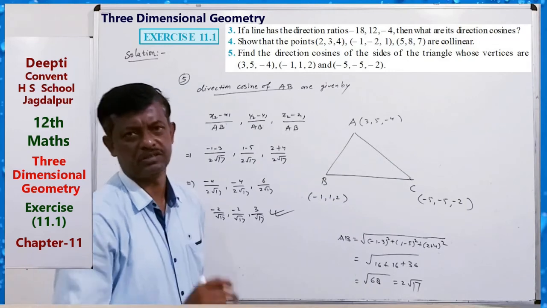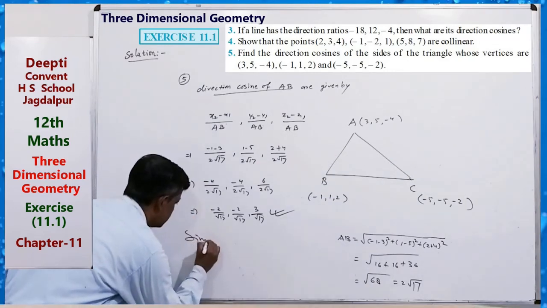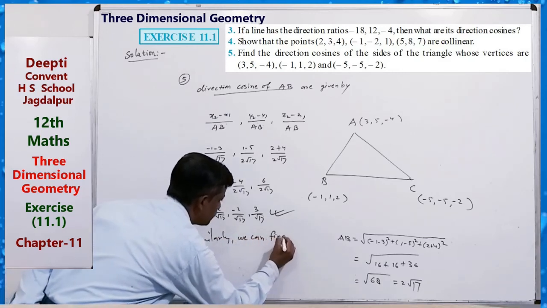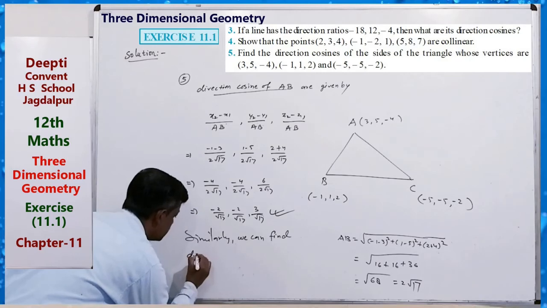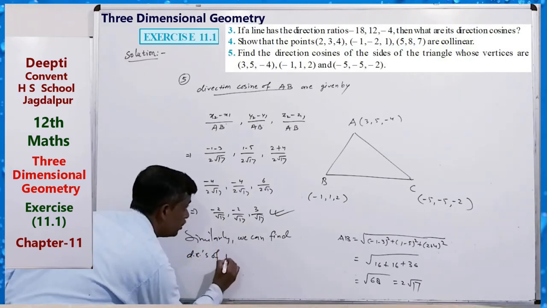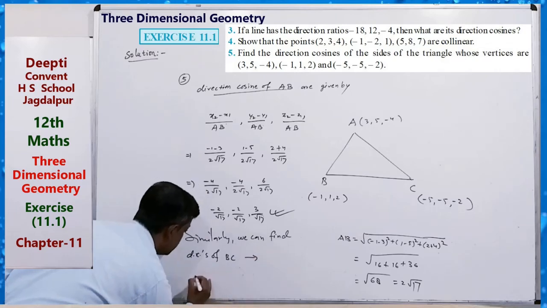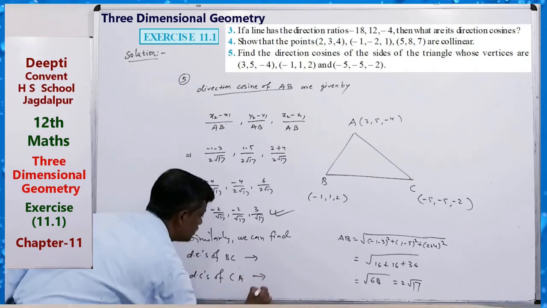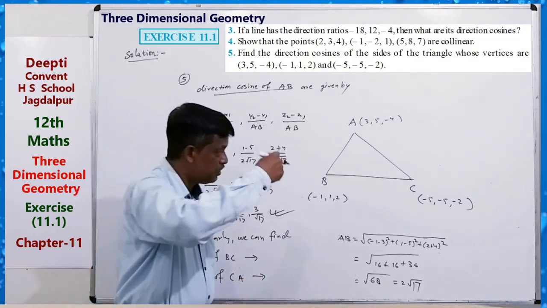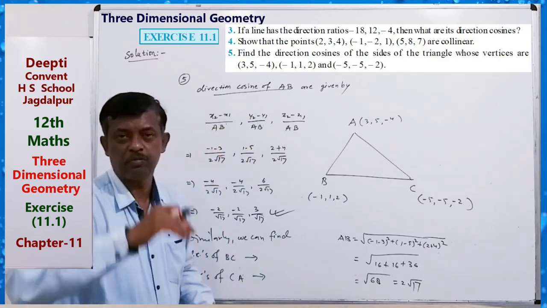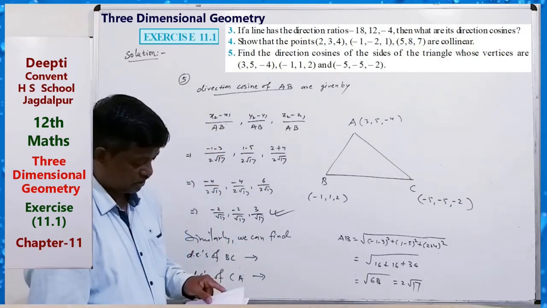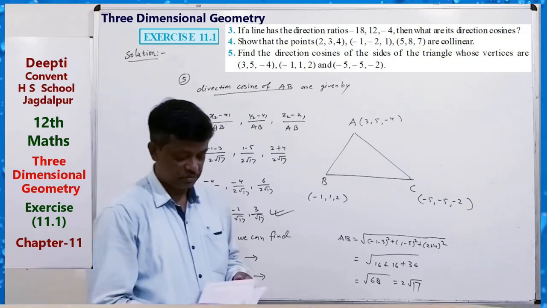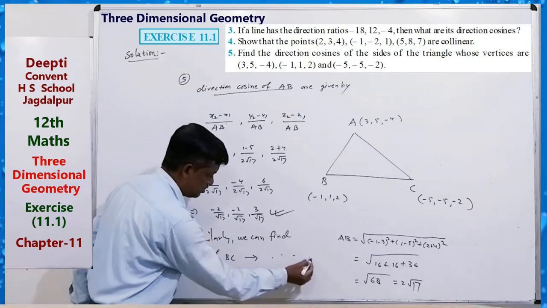In a similar process, we can find the direction cosines of BC and the direction cosines of CA. CA and AC have opposite signs. So you just have to find the direction ratios of AB, AC and BC.